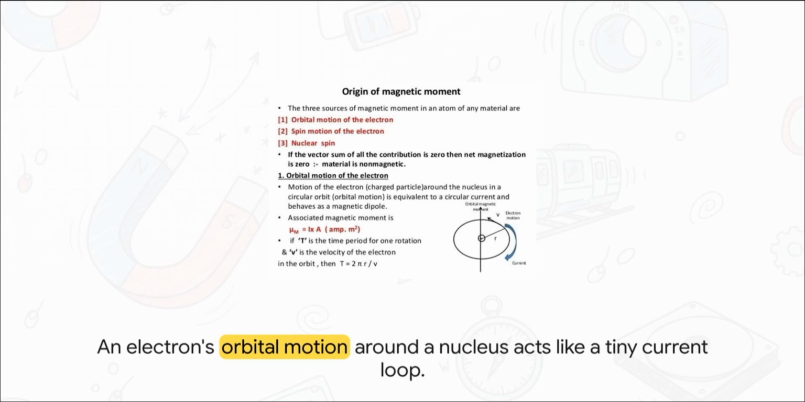First up, you have the electron's orbit. Just think about it. As an electron zips around the nucleus, that moving charge is basically a tiny electric current, and any electric current creates a magnetic field. It's a neat effect for sure, but it's not the main show. It's not where the real power of magnetism comes from.